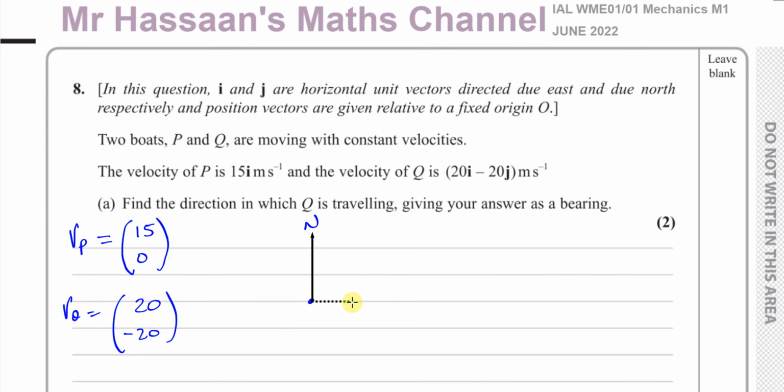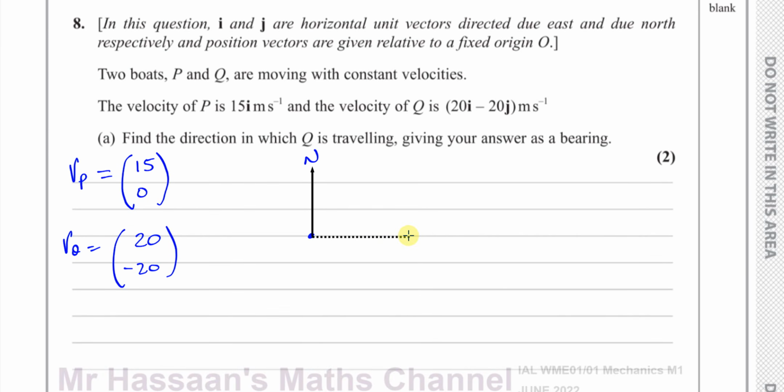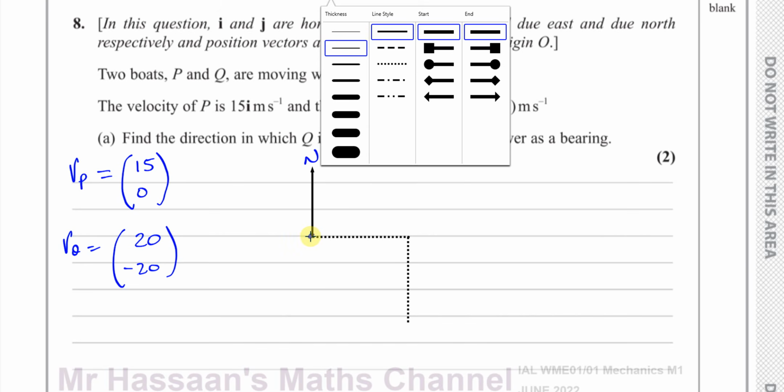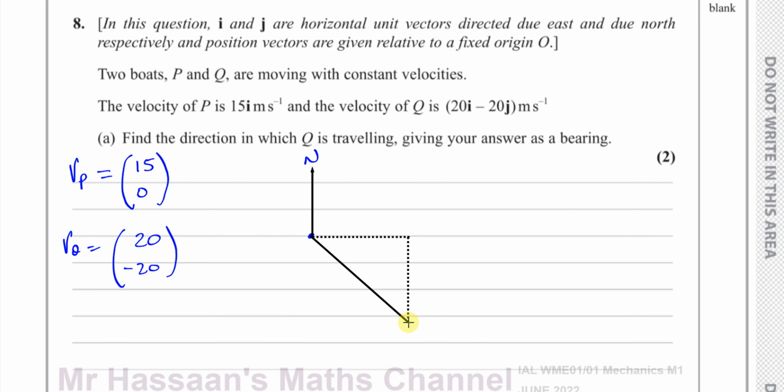So this 20I and then minus 20J, the same distance, but south, right? So this line will represent the vector that it's traveling. This line represents its actual movement. So the direction it's going in is this direction over here. We want to represent that direction as a bearing. That's the velocity of Q. That's the direction it's moving in.